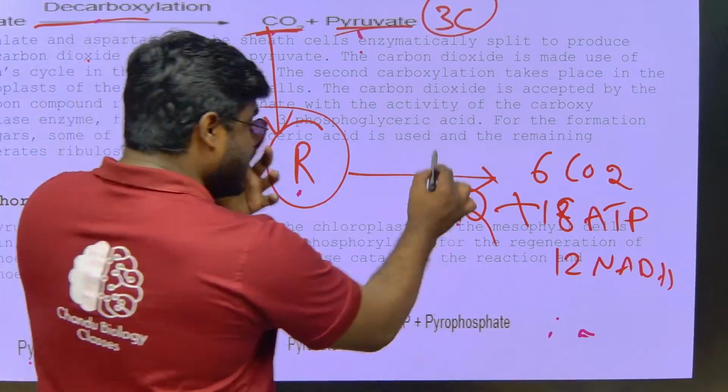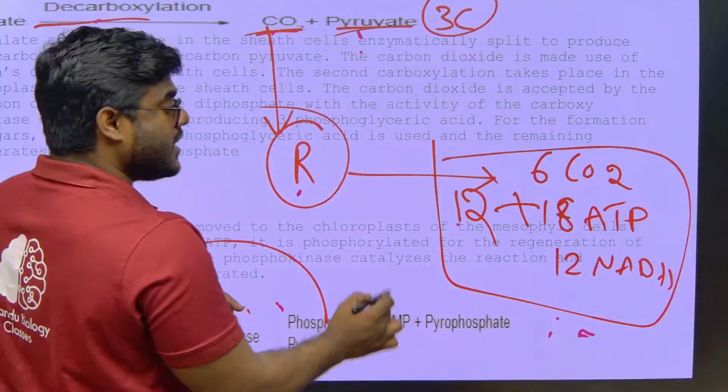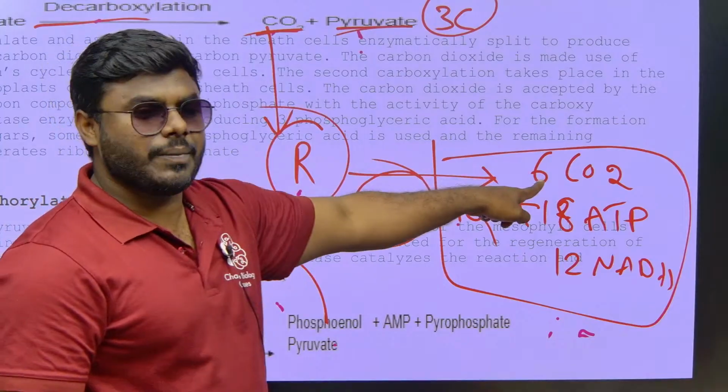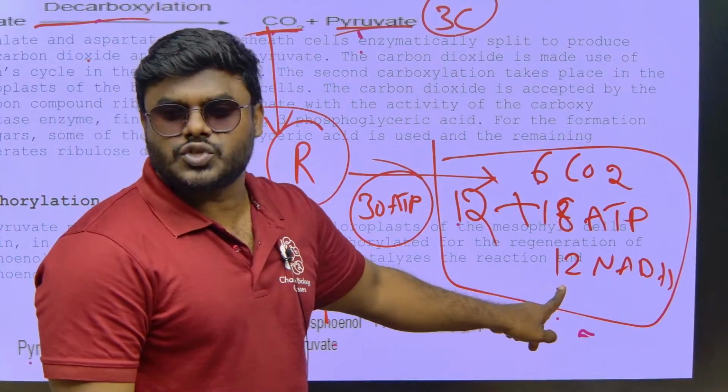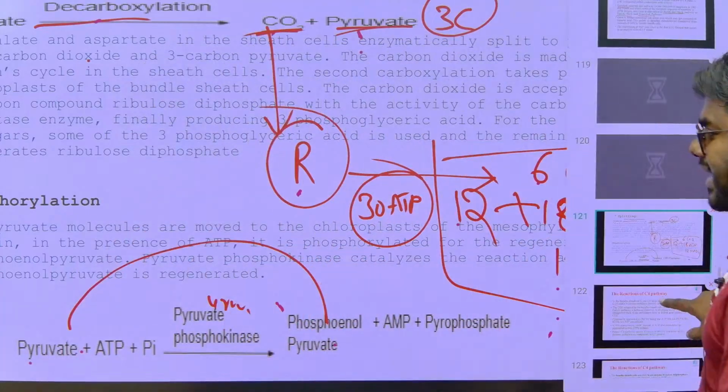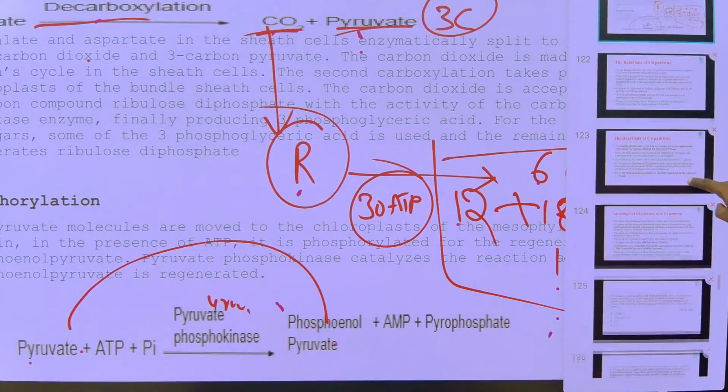So this is also a direct question. In the C4 pathway we use 30 ATP. The remaining are the same: 6 carbon dioxide, 12 NADPH. Okay, never get confused with that. Understand, right? Okay. Now don't confuse, okay?